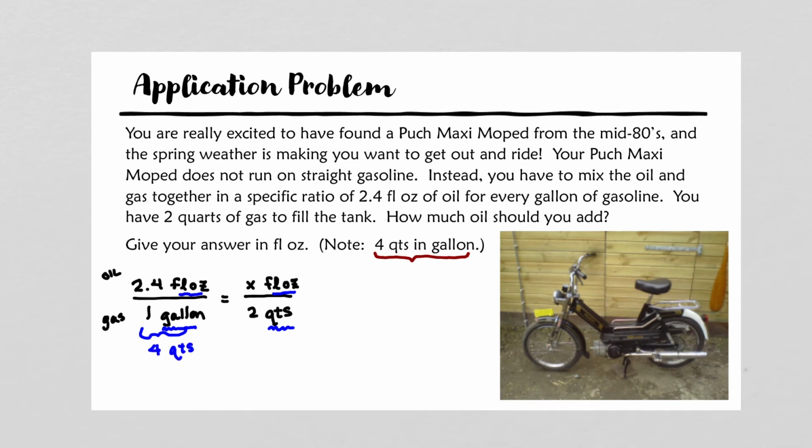So the actual relationship or proportion that I can best solve would be this. 2.4 fluid ounces is to 4 quarts, as X fluid ounces is to 2 quarts. I now have a proportion where all my units match, and I'm ready to solve.